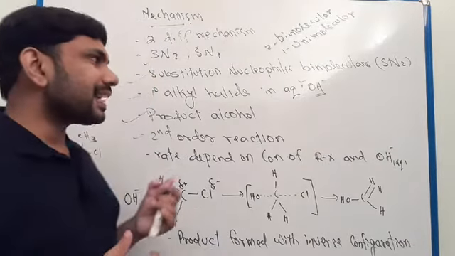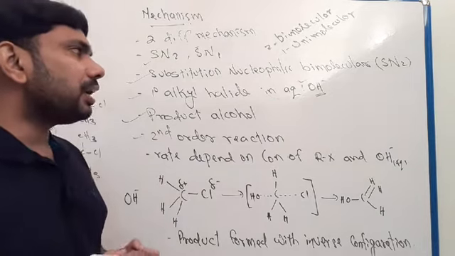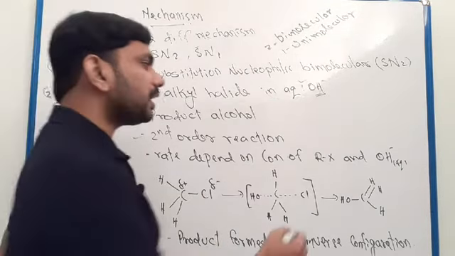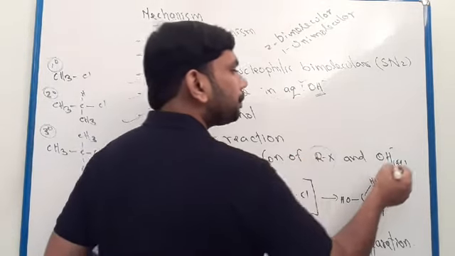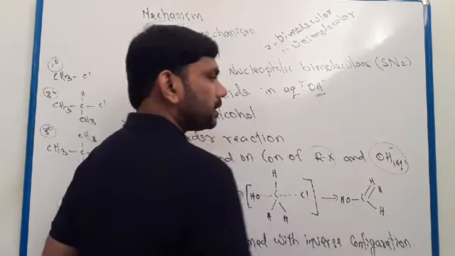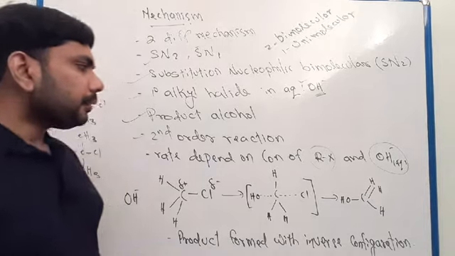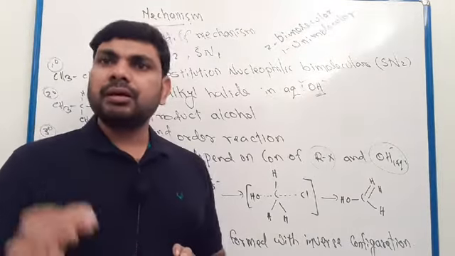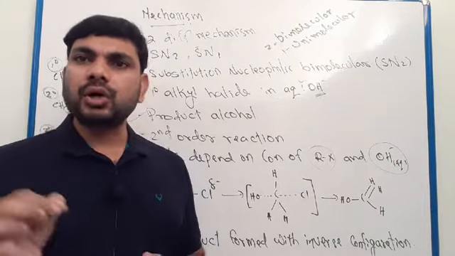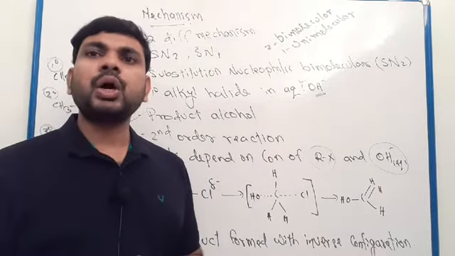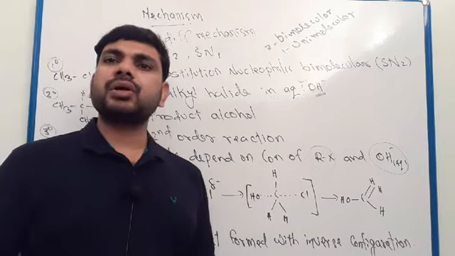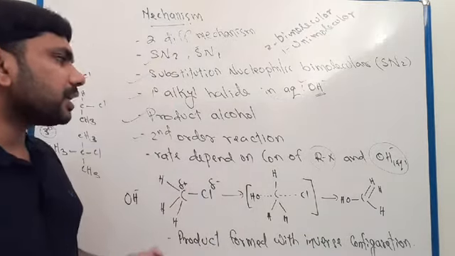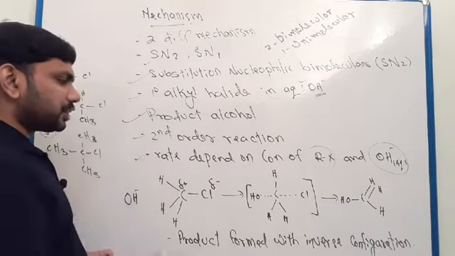Here it is a second order reaction, meaning the rate of reaction depends on the concentration of alkyl halide. Also it depends on the OH minus. So the SN2 mechanism is a second order reaction, meaning the rate of reaction depends on the concentration of alkyl halide, and also on the concentration of nucleophile. That's why this chemical reaction is a second order reaction.